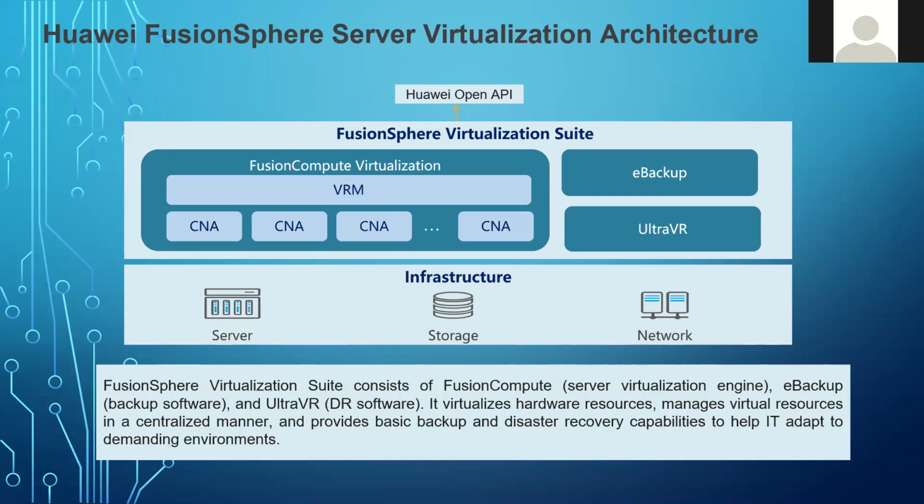I think it is better to compare it with VMware, as everybody is very familiar with VMware. I will try my best to compare it with VMware so you can understand the components very easily. For the time being, you can say that CNA is like ESXi. CNA is the hypervisor. You have to install the CNA software on the server level. If you have multiple blades or multiple servers, CNA will be installed on each server.